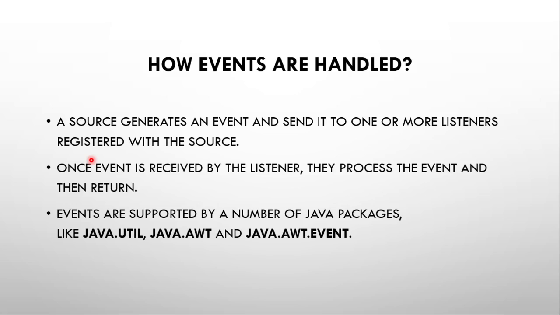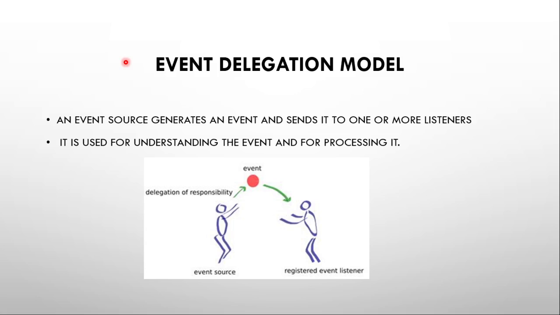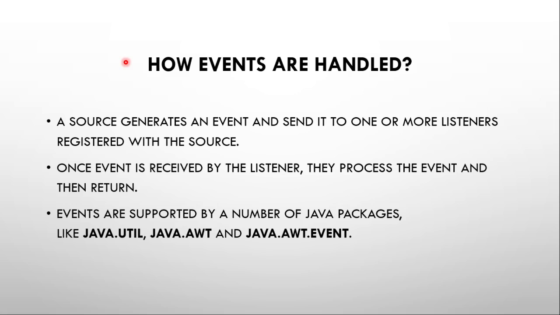The next slide is very important for you. That is how events are handled. I'm just performing some clicks. For example, I'm just going to press the down arrow, which is taking me to the next slide, right? How did this event get performed? A source generates an event and it sends it to one or more listeners. That is, the listener should be registered with the event source. Once your event is received by the listener, they process your event accordingly, and then your output will be returned.